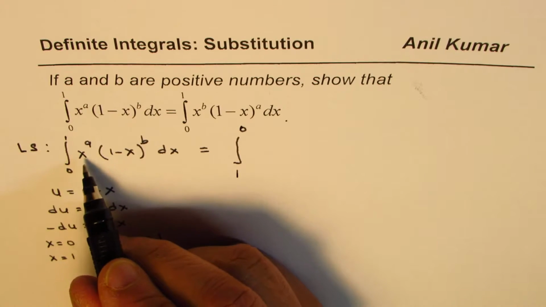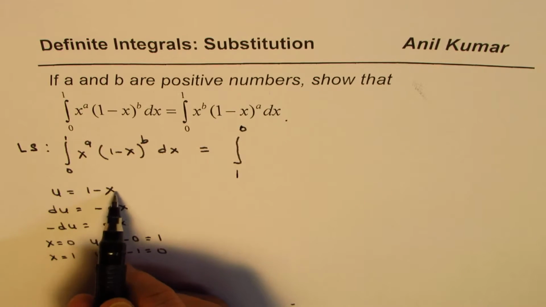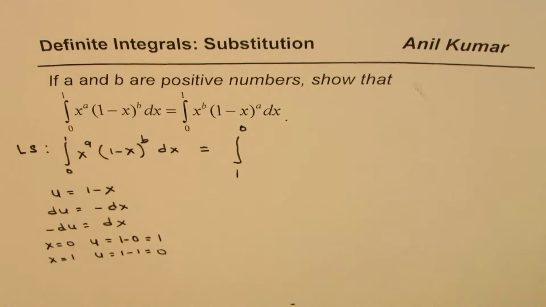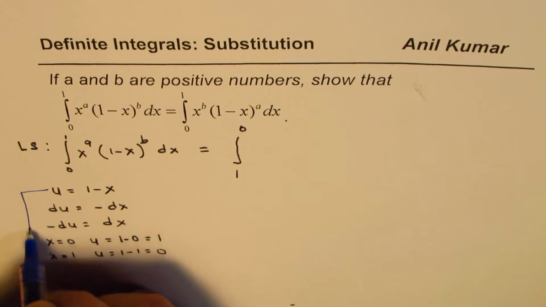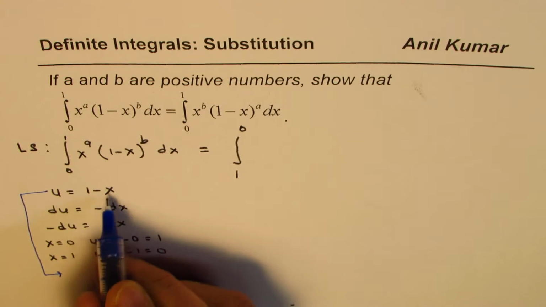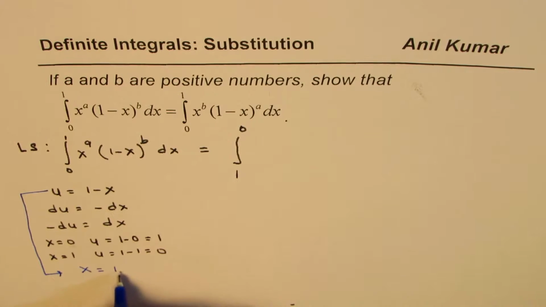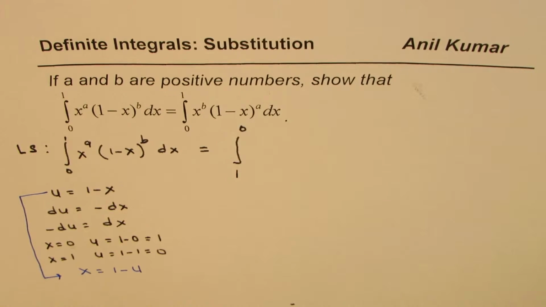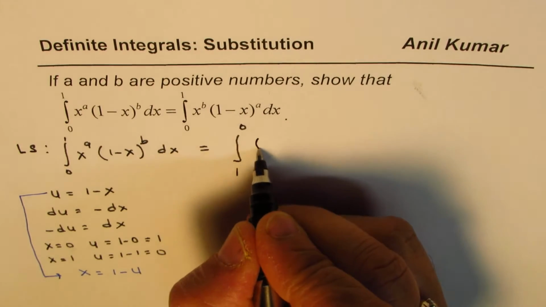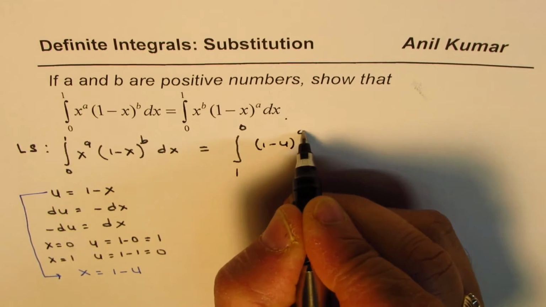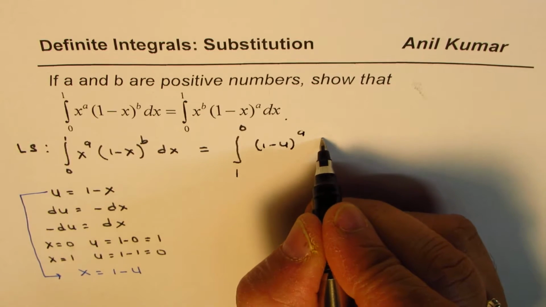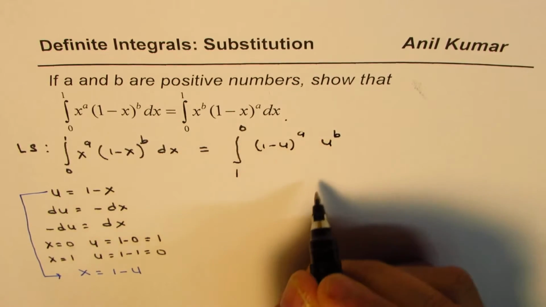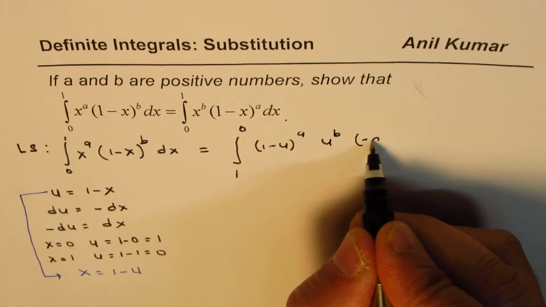And x, okay. If u is 1 minus x, what is x? Let me write that also. So from here, we can write x, taking x this side, is equal to 1 minus u, okay. So we'll change x as 1 minus u. So we get 1 minus u to the power of a. 1 minus x was substituted as u to the power of b. dx is minus du.